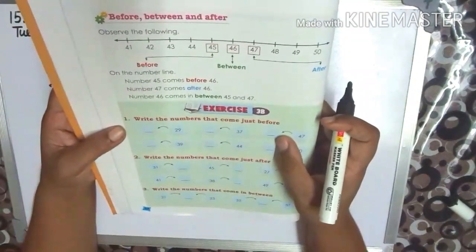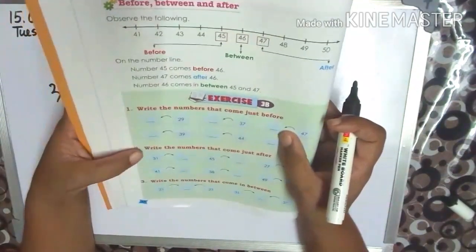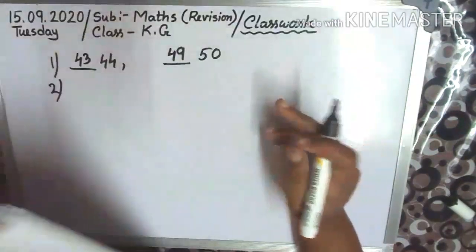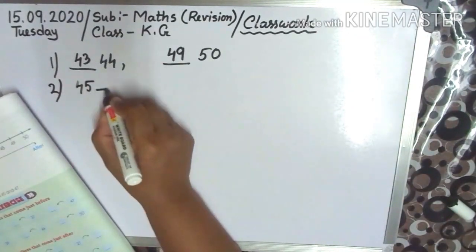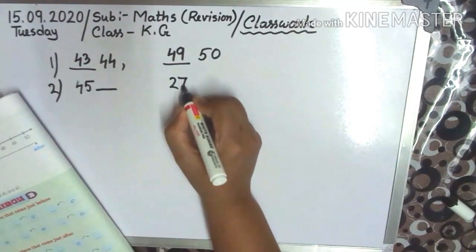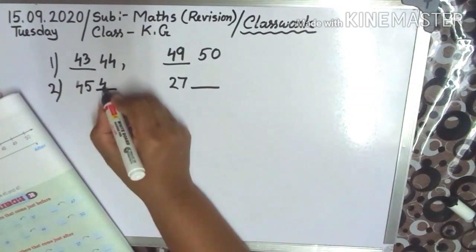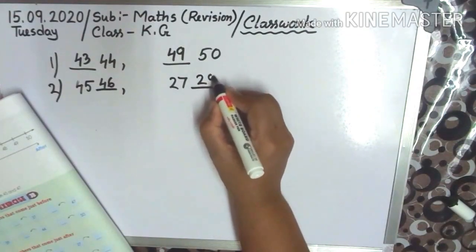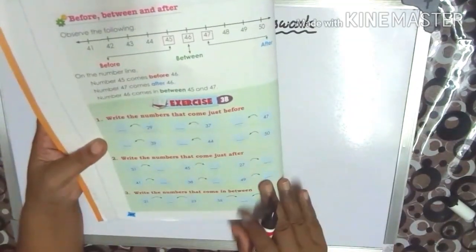Write the numbers that come just after. Just after. So you see 31. After 31, 32. After 45 you write here. After 27. So you write after 45, 46. After 27, 28. Okay. So practice. Okay, number 2.